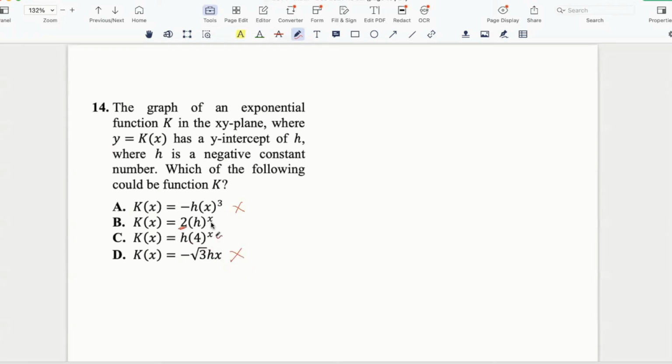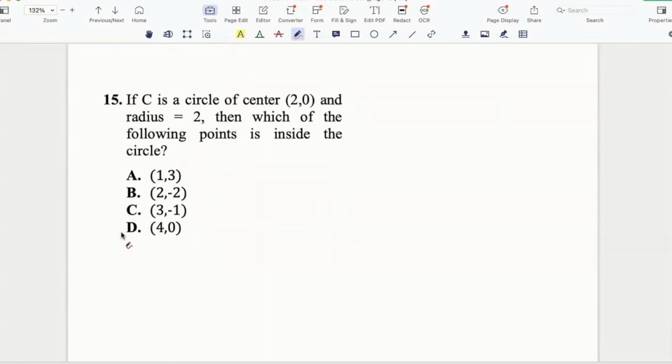Here the y-intercept is 2, right? This number is the y-intercept for an exponential function, so that's positive, so it can't be B. And here the y-intercept is h, which we know is a negative constant. So C should be the answer.